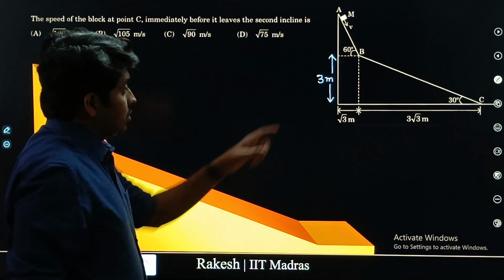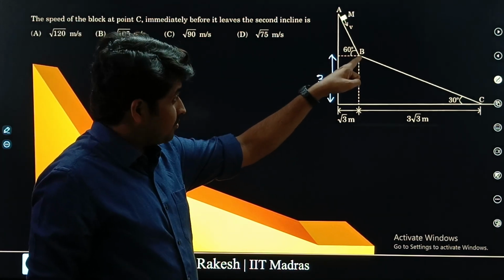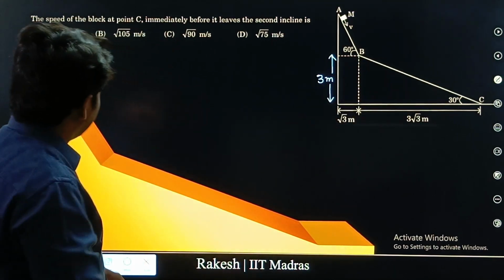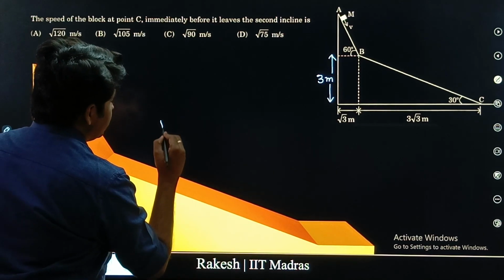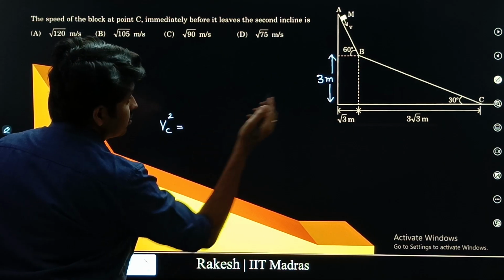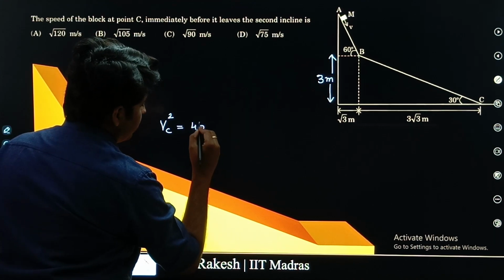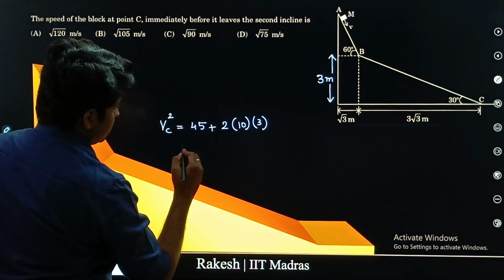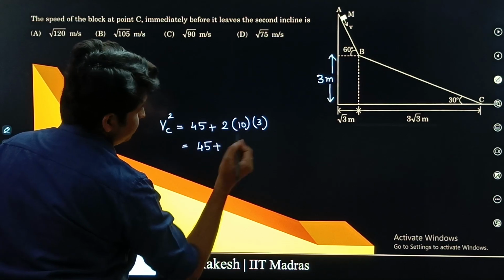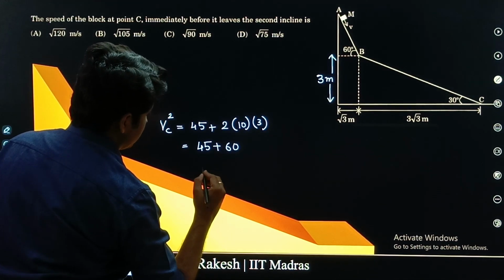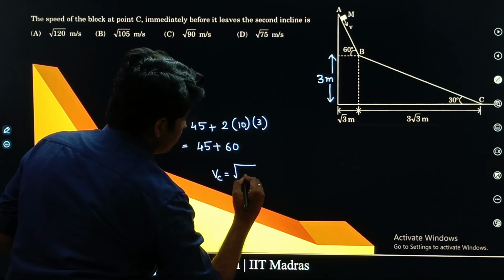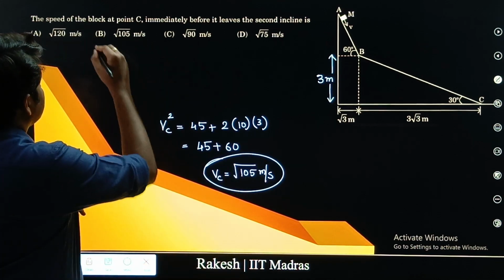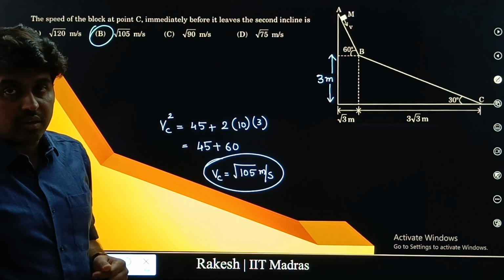So here it was root 45. And so at C, what will be the speed? Directly we can write the speed at this point, Vc square equal to Vb square, that is 45 plus 2 into G into H. Okay, so that will be 45 plus 60. So Vc, I'll directly write Vc is equal to root 105 meters per second. Okay, and so we have again B option, which is root 105 meters per second.